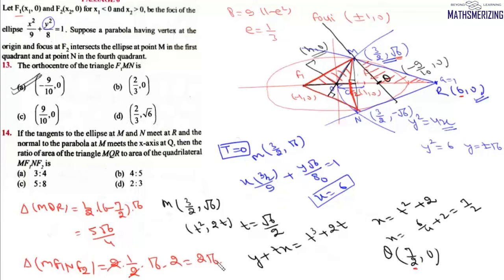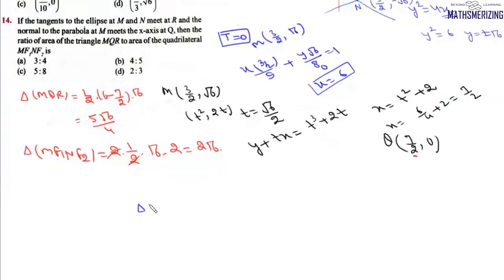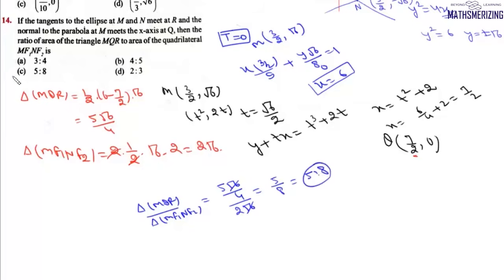Now we need to find the ratio of these two areas. So the ratio of the area of triangle MQR to the area of quadrilateral MF1 and F2 will be 5 under root 6 by 4 upon 2 root 6. So this root 6 will cancel. We'll get this ratio as 5 by 8. So this ratio is simply 5:8, and that's your option number C.